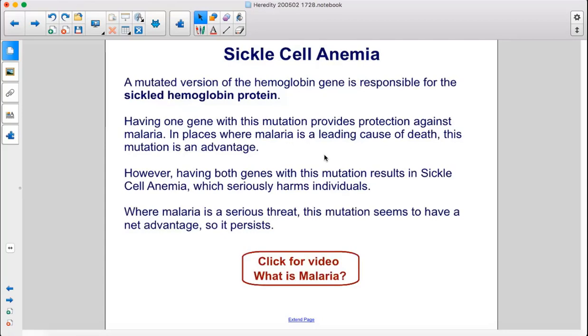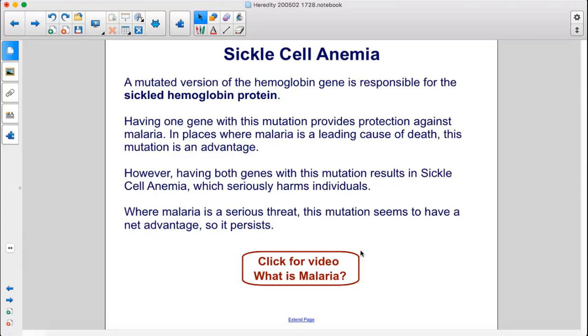A mutated version of the hemoglobin gene is responsible for the sickled hemoglobin protein. Having one gene with this mutation provides protection against malaria. In places where malaria is a leading cause of death, this mutation is an advantage. However, having both genes with this mutation results in sickle cell anemia, which seriously harms individuals. Where malaria is a serious threat, this mutation seems to have a net advantage, so it persists.